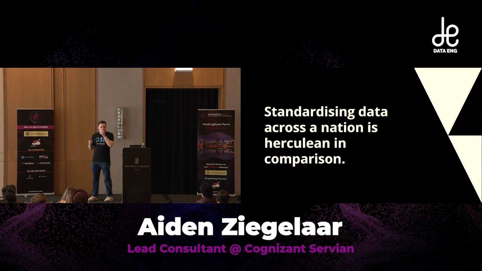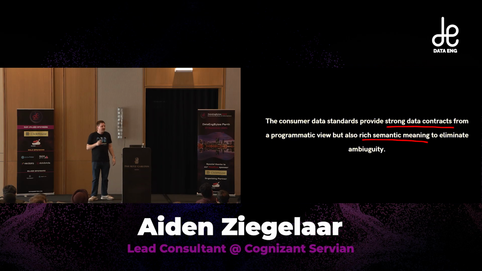So I really wanted to capture one of the cool things about the data contracts used by Consumer Data Right, and that is that the Consumer Data Standards provide strong data contracts, and the contracts tell us what to expect. Is this field going to be a string? Is it going to be a number? What does the structure of the object look like? All of that sort of stuff provides us with a really good programmatic view. But on the other side, the data contracts also have really rich semantic meaning to eliminate ambiguity. So contracts: what do we expect? Semantics: what does it actually mean?